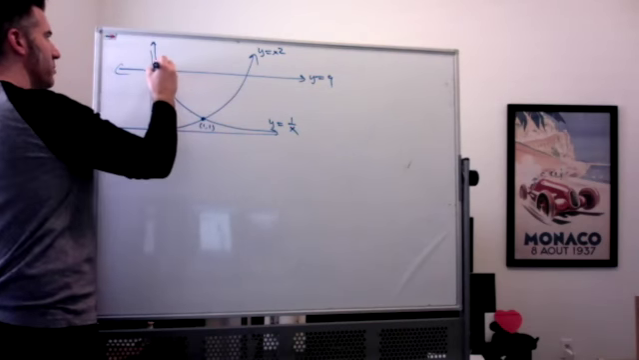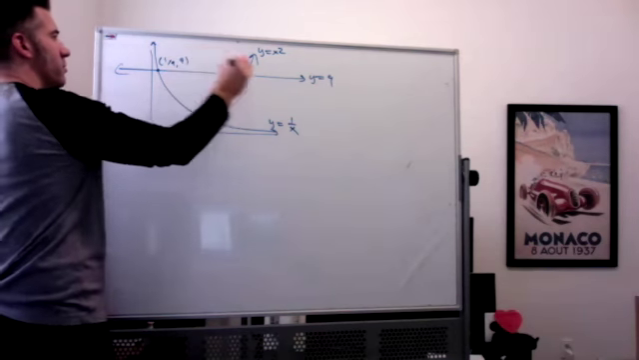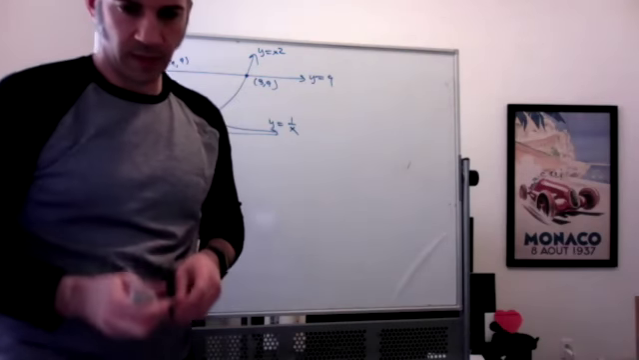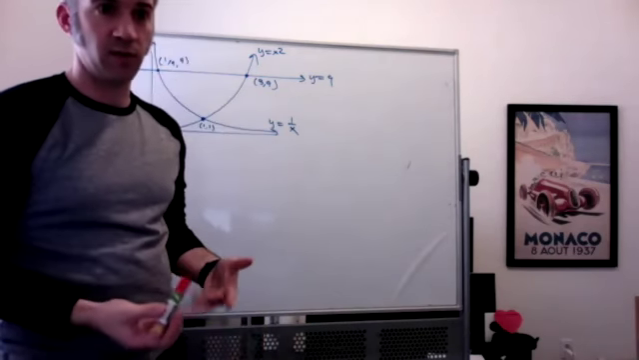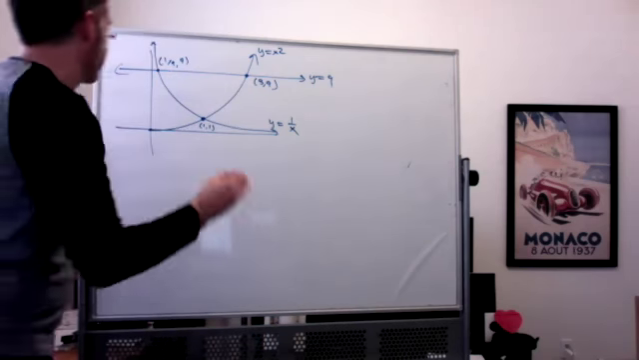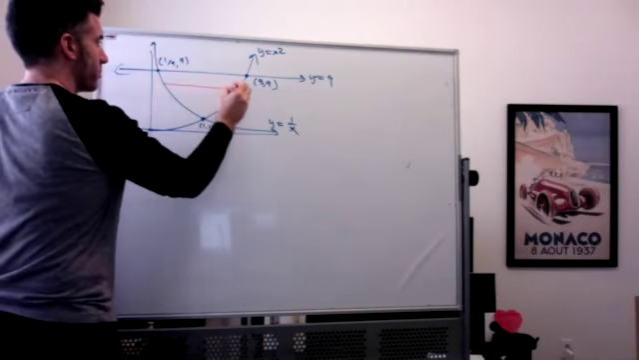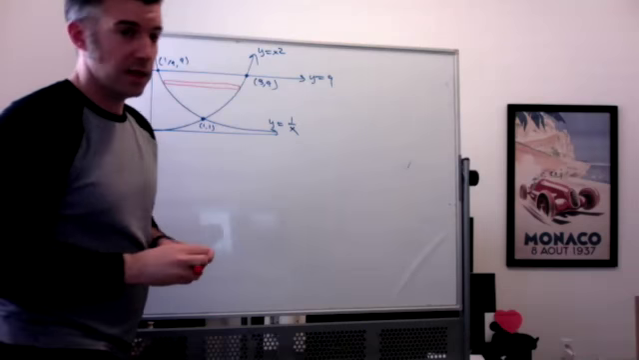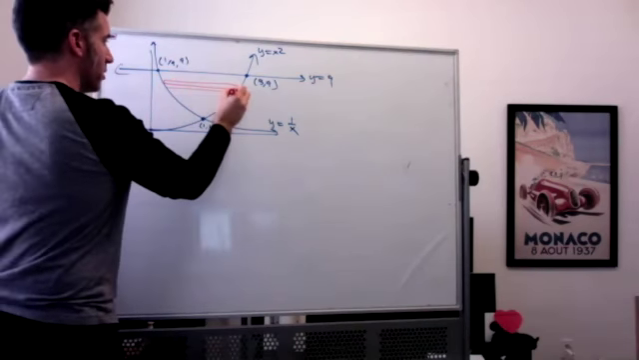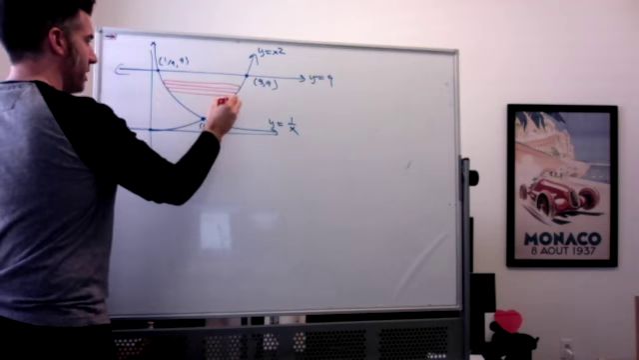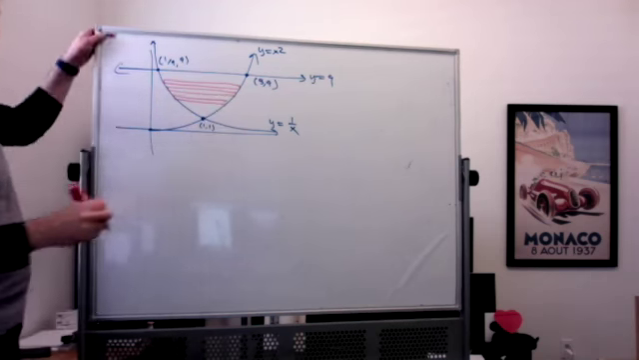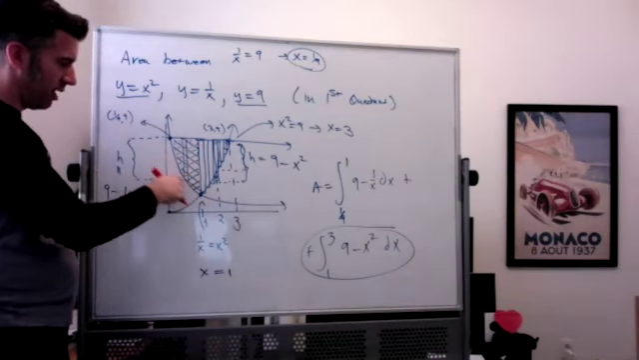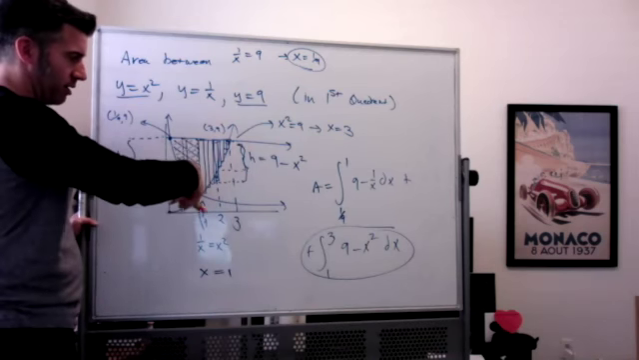Same point of intersection. But now here's the idea. Instead of using rectangles that are vertically oriented, we're going to use rectangles that are horizontally oriented. The advantage to this is that in this region, all of the rectangles have the same boundaries, right? Here, the height of the rectangle was the top minus the bottom, but in this section, the bottom was 1 over x, and in this section, the bottom was x squared.